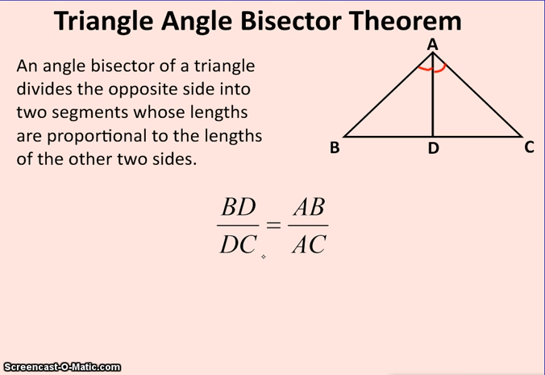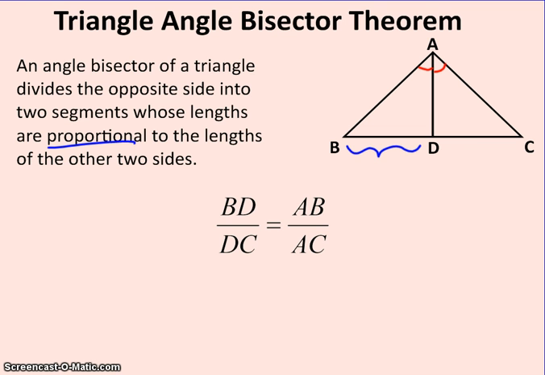Alright, so the triangle angle bisector theorem. Remember, an angle bisector cuts an angle in half. So an angle bisector of a triangle will divide the opposite side into segments whose lengths are proportional. Notice I did not say congruent. Proportional to the lengths of the other two sides.